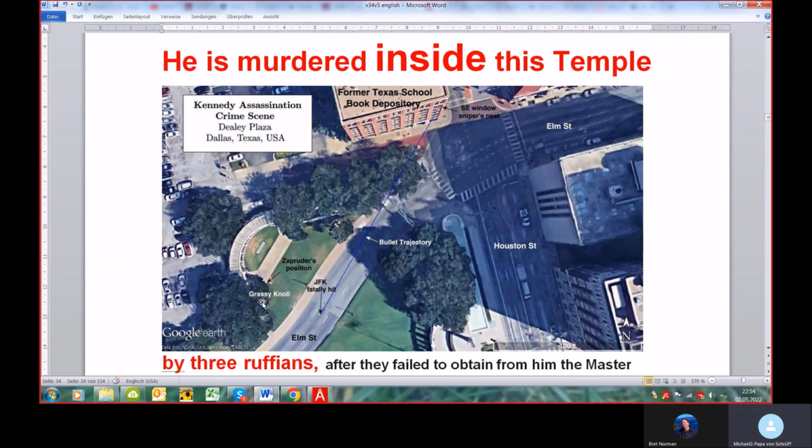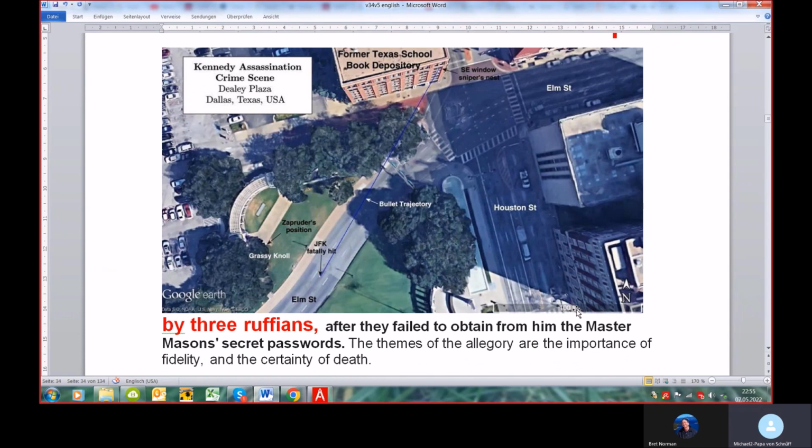And then he knew, okay, there is a pedestal where he can locate himself, and it is the end of the north pergola. So that was the obvious, logical position to position himself, a 32-degree Freemason. And this has been executed by three ruffians after they failed to obtain from him the Master Mason's secret password.